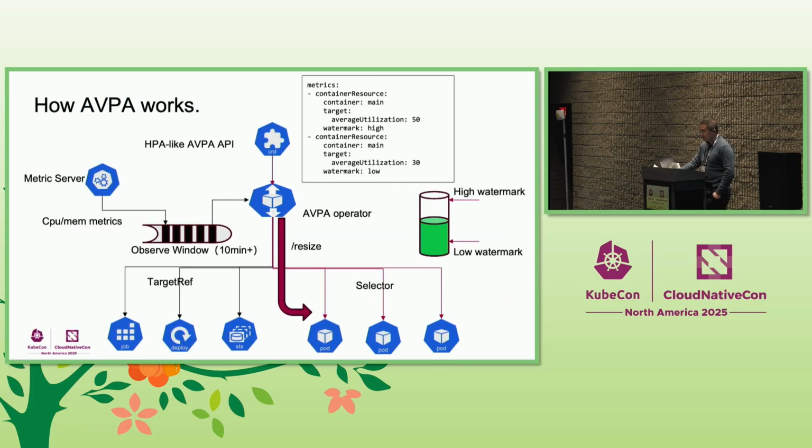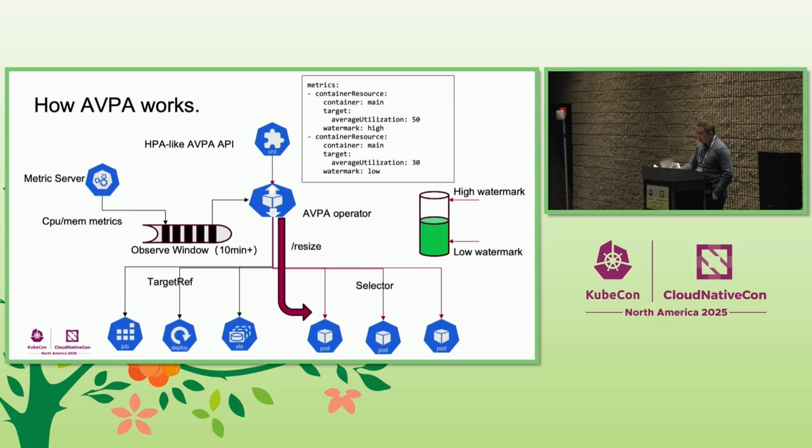Now let us take a closer look at how AVPA works. Because AVPA is not open source yet, I will just sketch the details of the implementation, so that those of you who are interested can build your own. Just like VPA, AVPA gets its resource metrics from the metrics server, and we push them into a small observation window, or period, like 10 or 20 minutes. It uses the resource statistics in the observation window to drive the scaling target calculation.